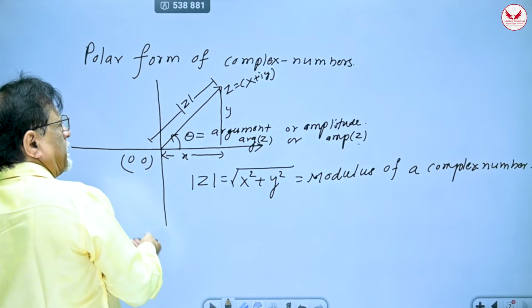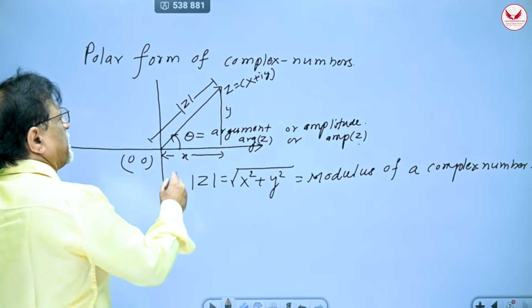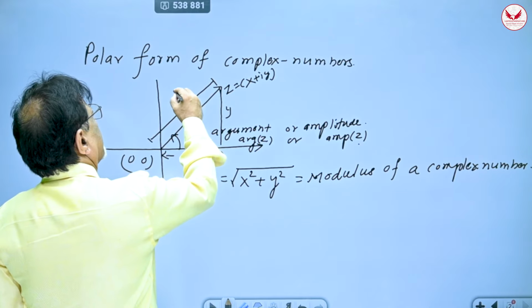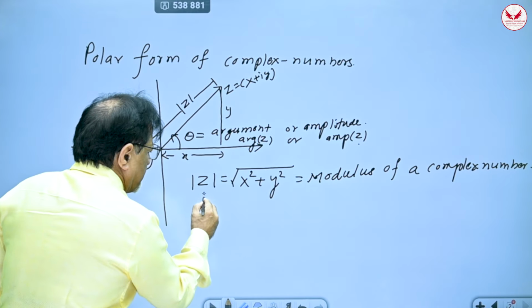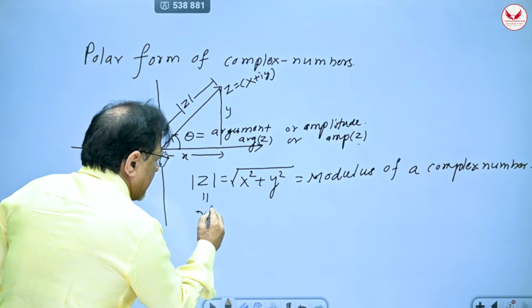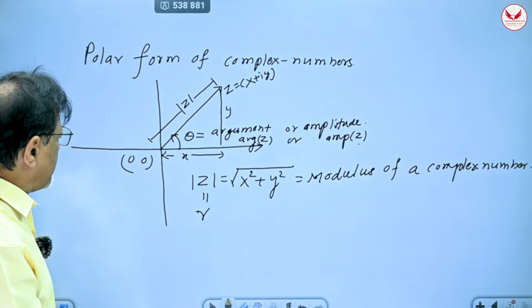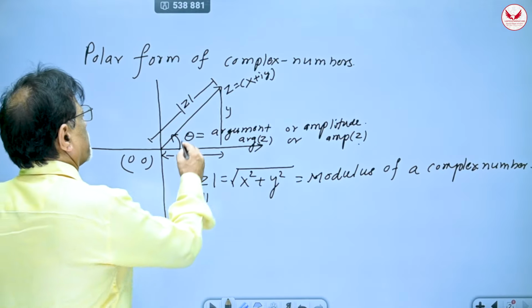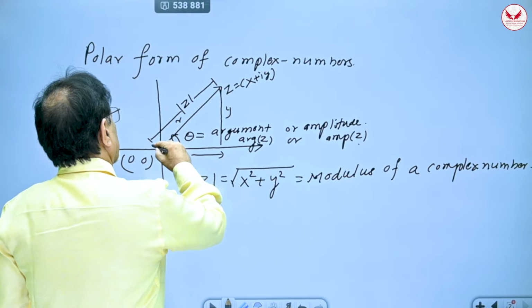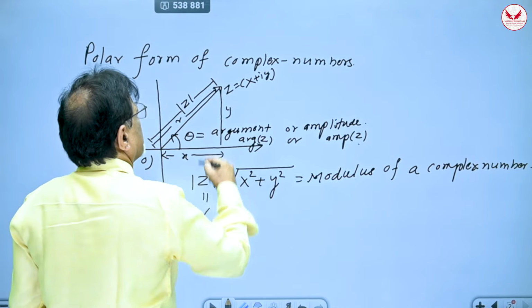Now, what is polar form? Polar form means most of the times this mod z is written in the form of a simple letter called r. So mod z is r, which is always positive. So suppose this distance is r, right? So we'll call it r now. Mod z is nothing but r.